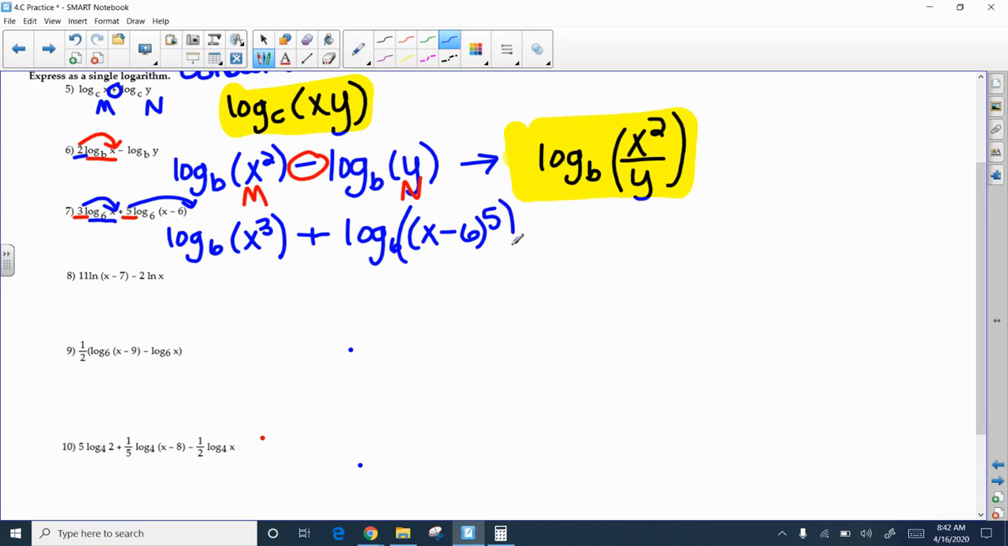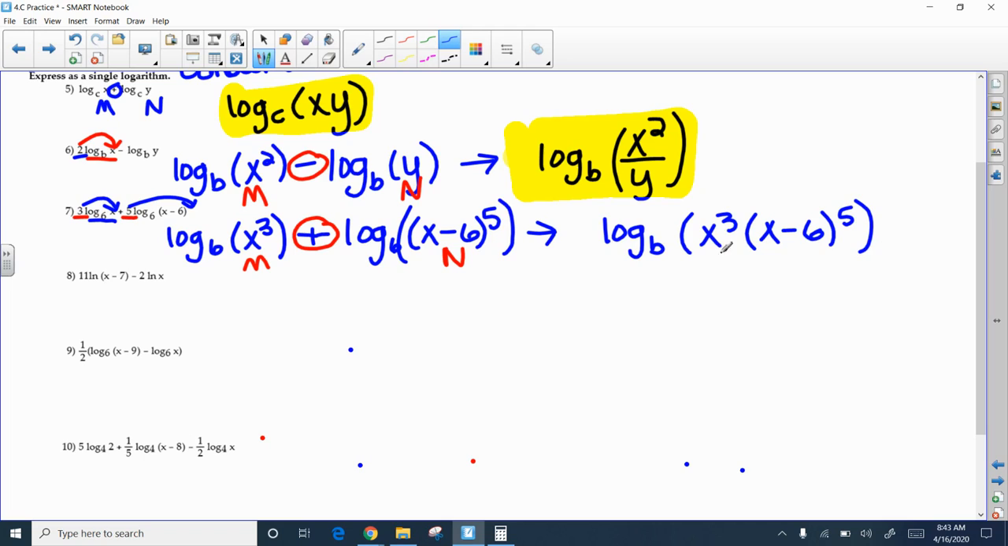You can have double parentheses here if you want. So now this has a plus sign in between, and this is in the form log base b of m plus log base b of n. So when I rewrite this, it's going to be m times n. So log base b of m times n, I would write that as x cubed times x minus 6 to the 5th. Since they're multiplied, I just put them next to each other like that. And now it's condensed into one logarithm.